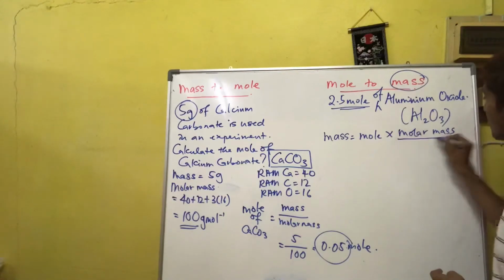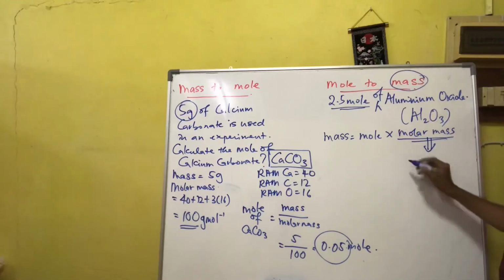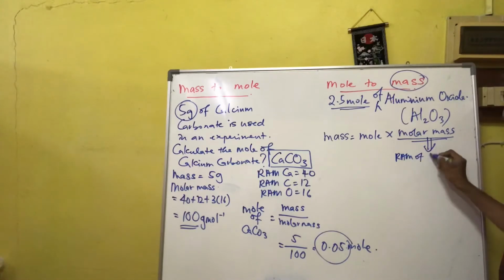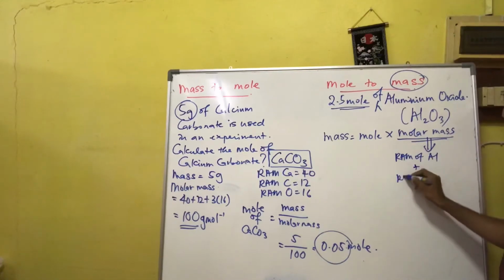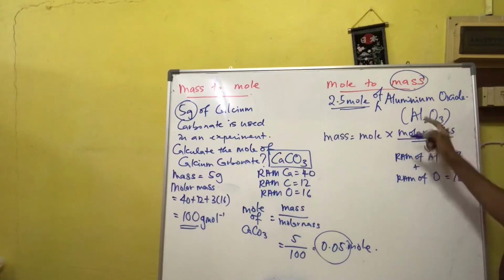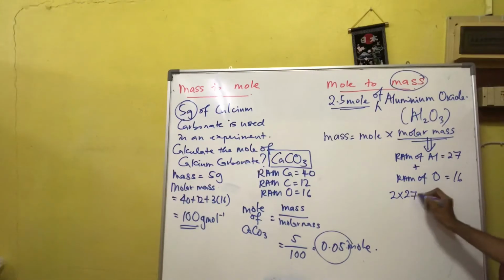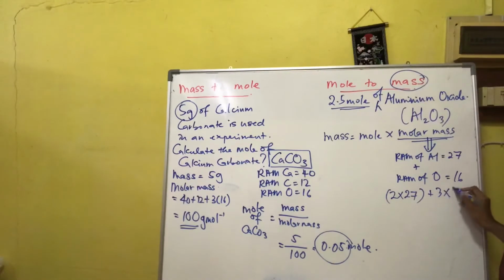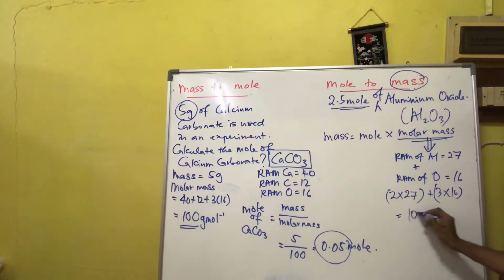Alright, now we need to find the molar mass. So the molar mass would be the RAM of aluminium plus the RAM of oxygen. The RAM of aluminium is 27 and the RAM for oxygen is 16. Now, how many aluminium is there? There are 2 aluminium plus 3 oxygen. And that would give you a total of 102 gram per mole.